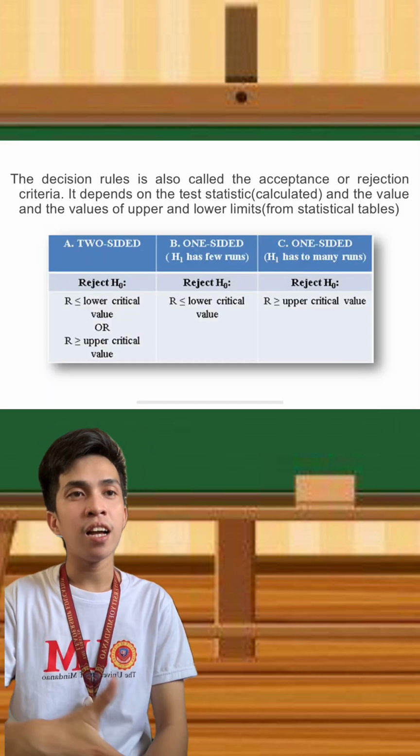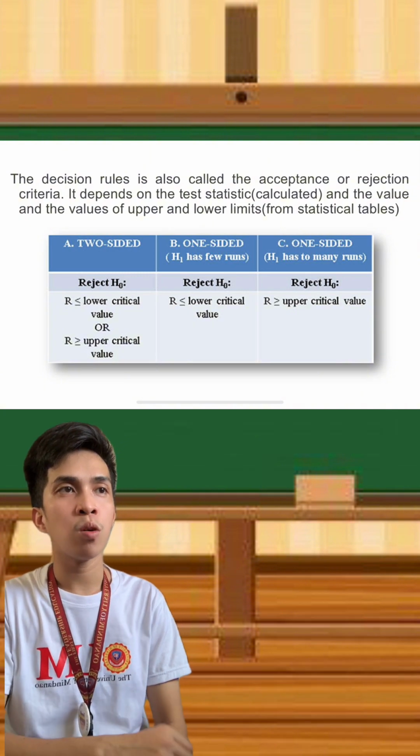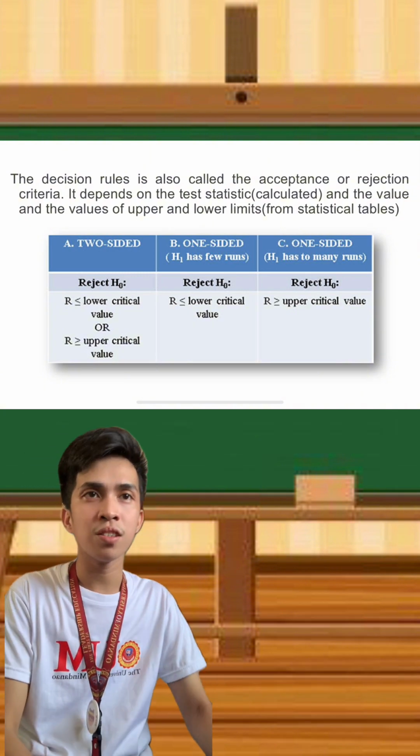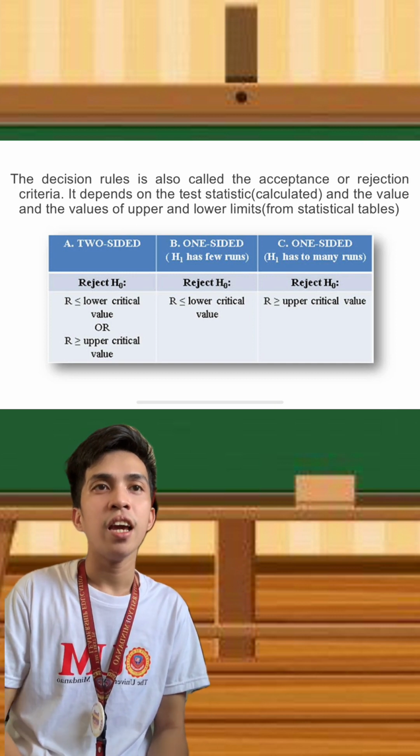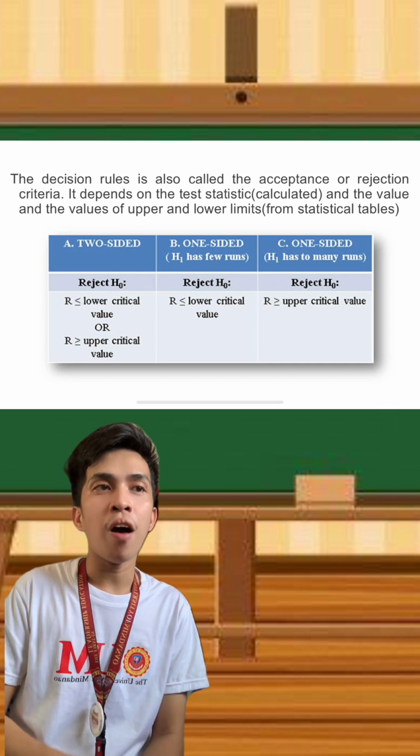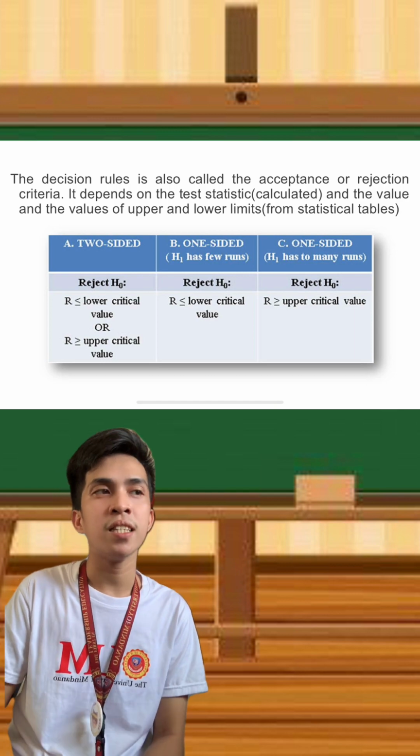This table shows the decision rules, also called the acceptance or rejection criteria. It depends on the calculated test statistic and the values of the upper and lower limits from the statistical table.